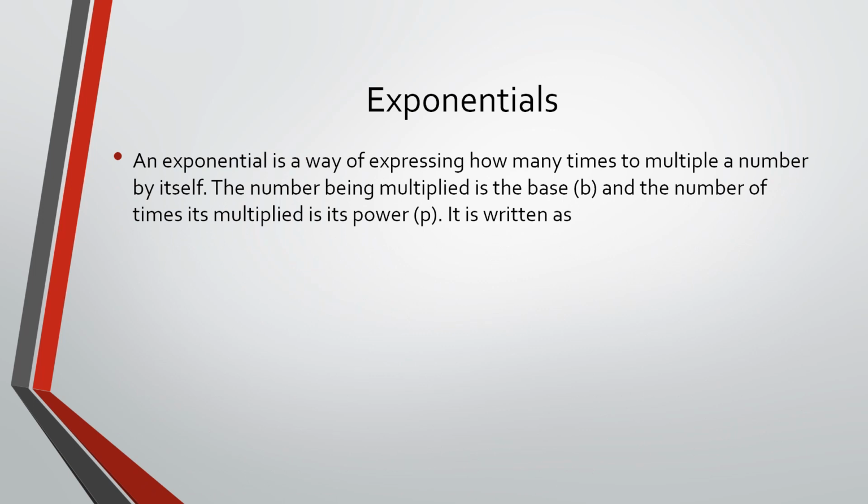An exponential is just a way of expressing how many times to multiply a number by itself. The number being multiplied is the base, which is just designated b in the generic form, and the number of times it's multiplied is its power, p. It is written as b to the power of p. Okay, so it's written like this. This is like a superscript where the p is up here.